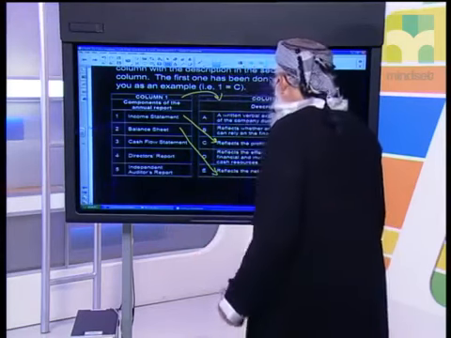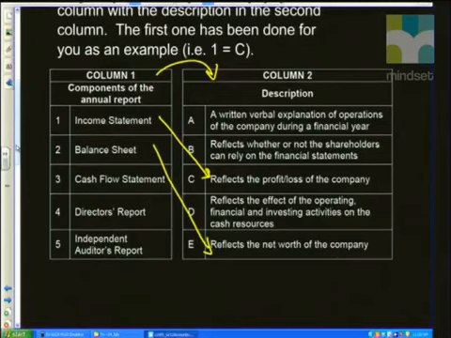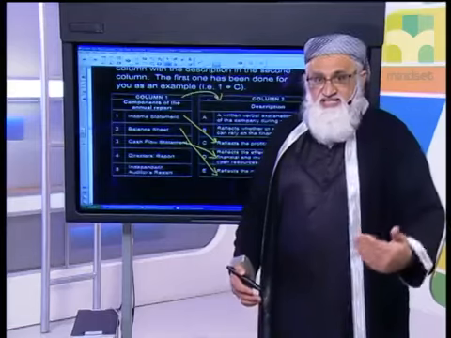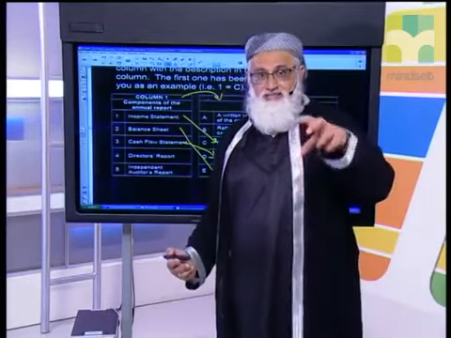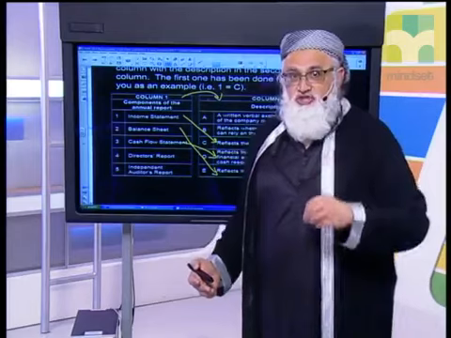Next one, the cash flow statement. What does the cash flow statement talk about? What are we going to be dealing with today? Let's look at the alternate. It says there, reflects the effect of operating, financing, and investing activities on the cash resources. So clearly you can see that that is what your cash flow statement is all about. It's about investing activities, financing activities, operating activities, dependent on my cash resources.